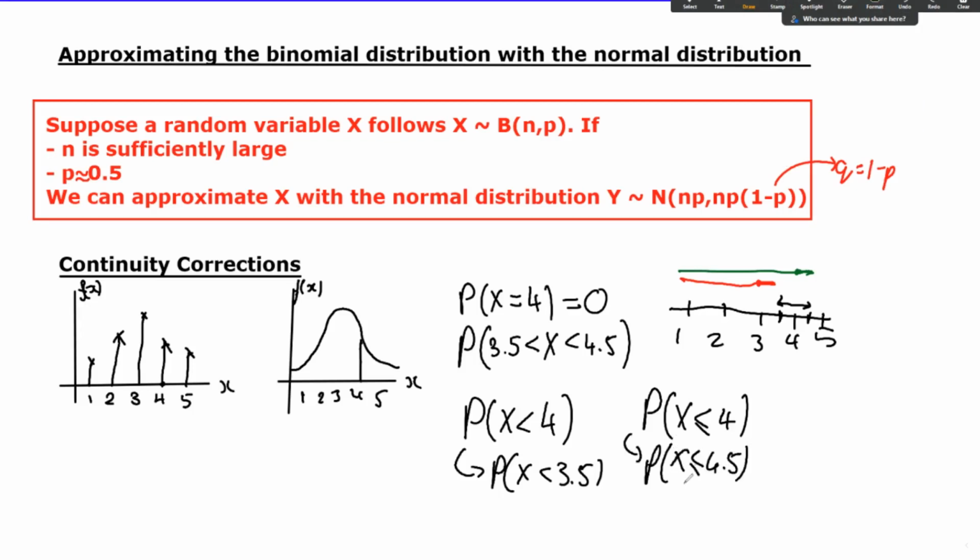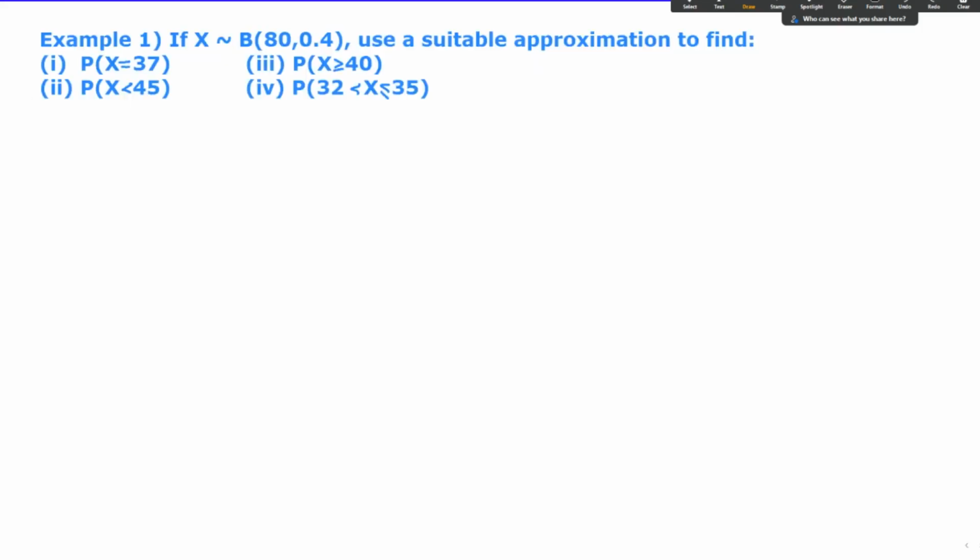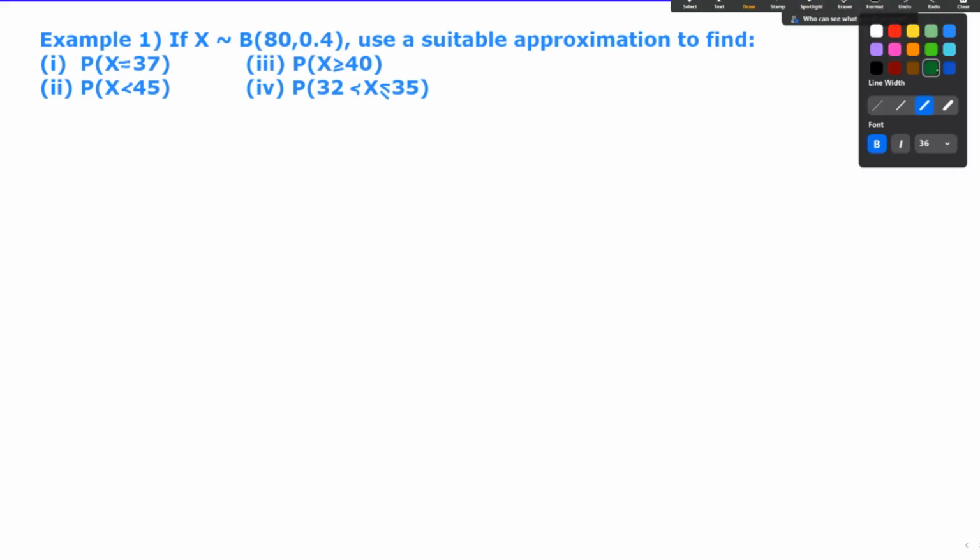So when it's less than or equal to, we add 0.5, but when it's just less than, we take away 0.5. But if you think about it with the number line, it becomes a lot easier. And you don't need to memorize a bunch of things. Okay, so let's do this example to begin with.